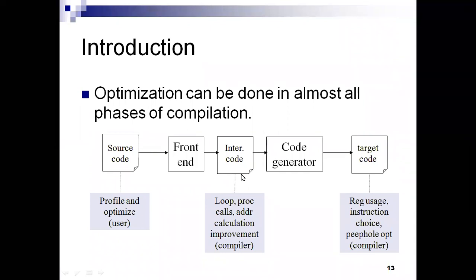At intermediate code, we can optimize loops or procedural calls or address calculation improvements. And while coming to the target code, which is totally machine level code, machine dependent code, the usage of the registers or usage of the instruction sets, choice of transformations or choice of optimization techniques like peephole optimization, these are totally done by the compilers, at the intermediate code, the target code and the source code.